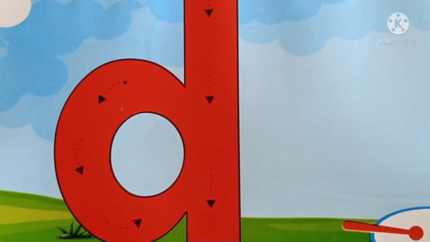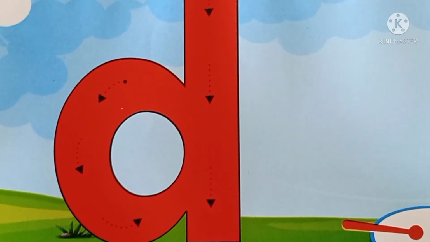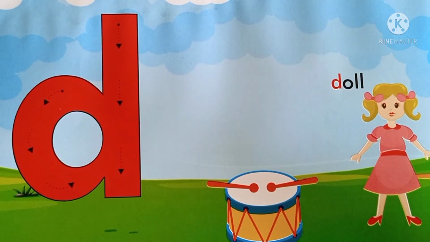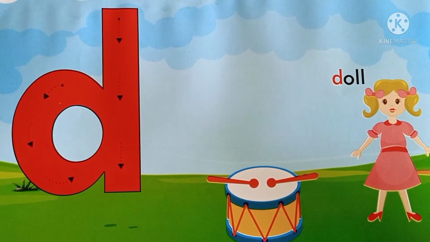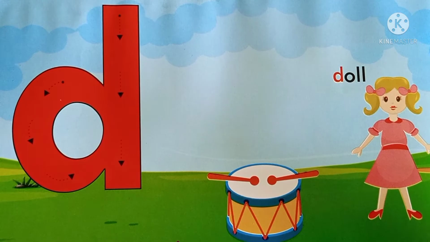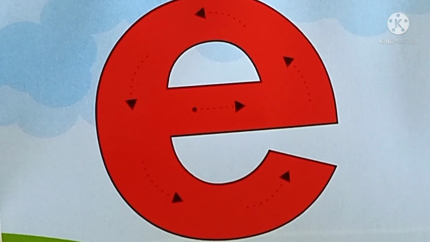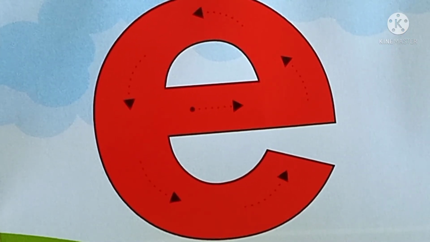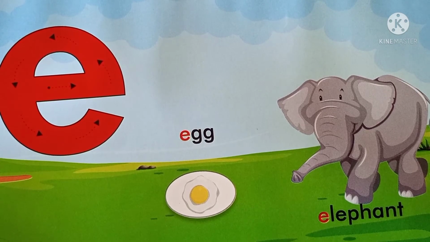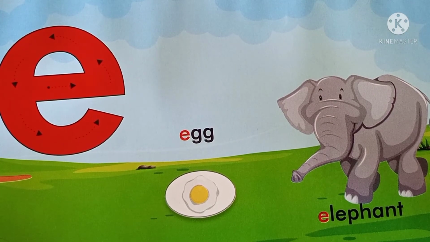D. D for dog. D for drum. E. E for egg. E for elephant.